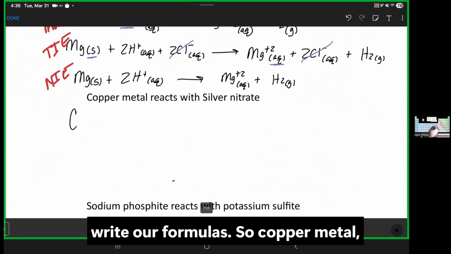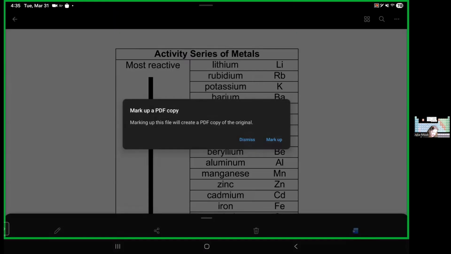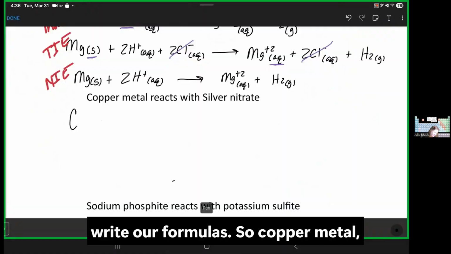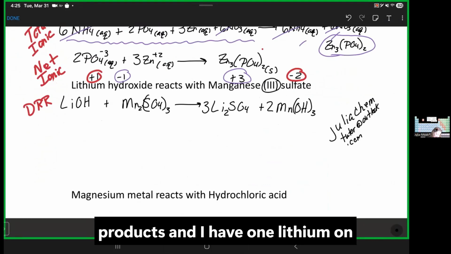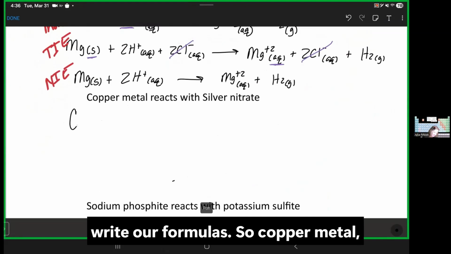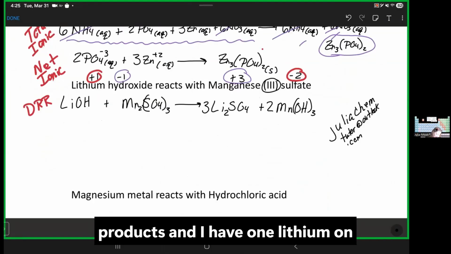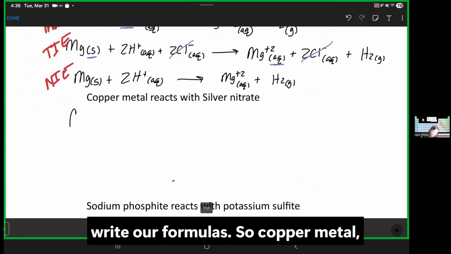So a single replacement reaction. We already said copper was stronger than silver. So copper being the cation will kick out the cation. Copper kicks out silver and hooks up with nitrate. I don't know if you recall from my types of reactions videos, but if we have a variable charge metal on these single replacement reactions, we assume it's a +2 and nitrate is a -1, so I need 2 nitrates on there. All right, so my formulas are correct.